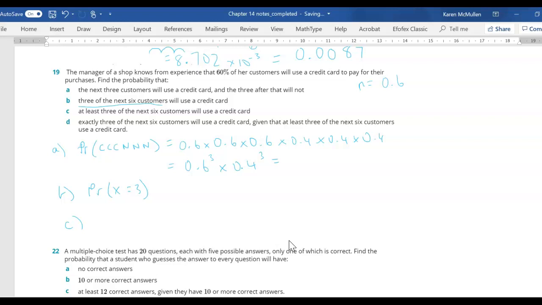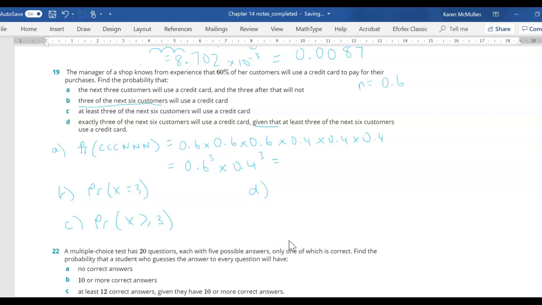Question C, at least 3 of the next customers will use a credit card. So at least 3 of the next 6 customers will use a credit card. So we want the probability that x is greater than or equal to 3. All right, so we're using binomial CDF. And then question D, exactly 3 of the next 6 customers will use a credit card given that.